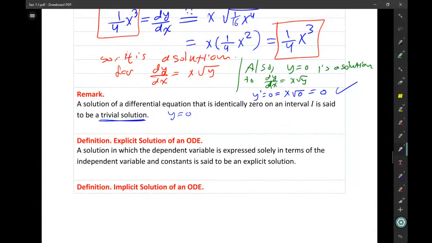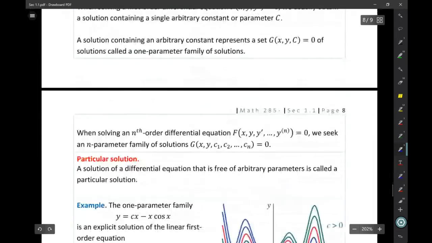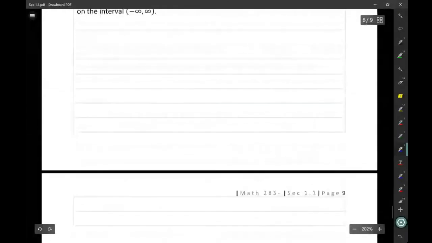Any question up to now? Is it clear here? Okay. Now we have two types of solutions. The first type is called explicit solution. The other one is called implicit solution.